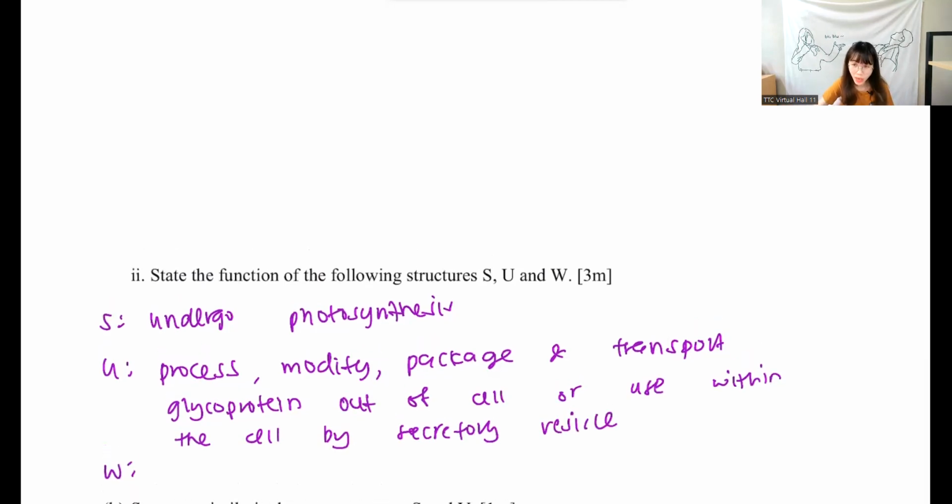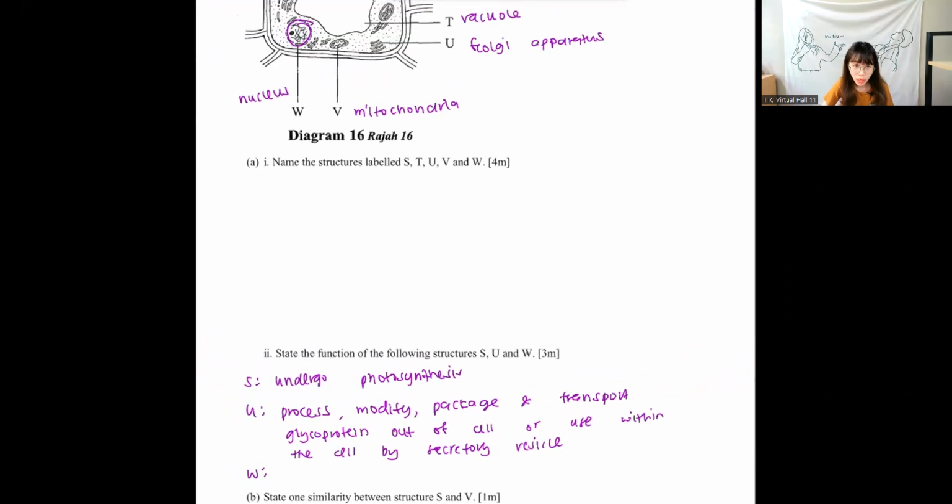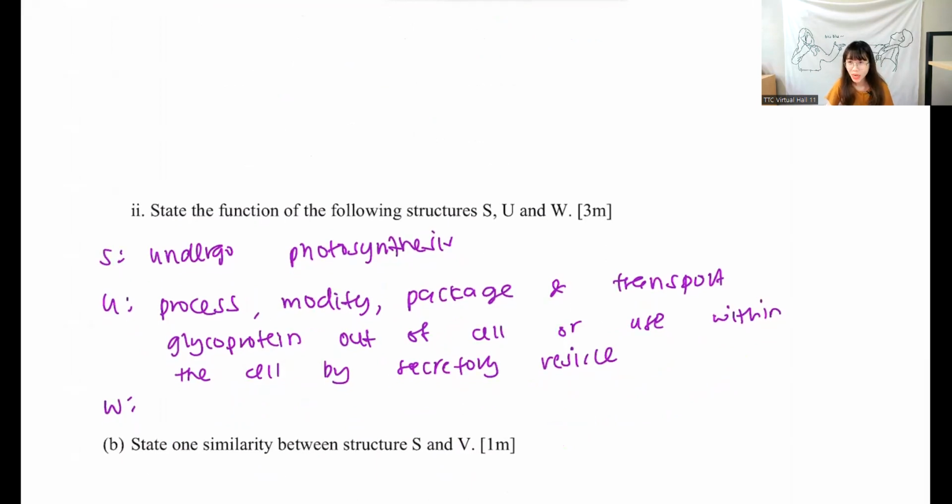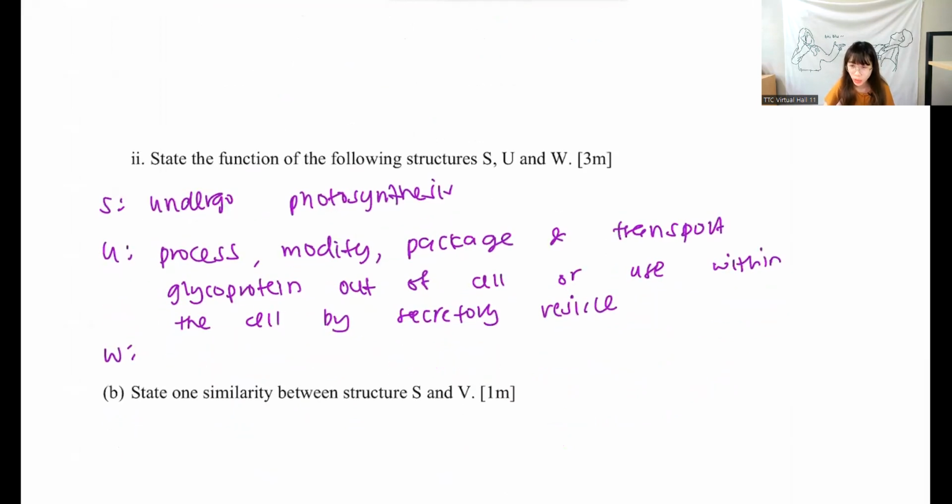And then we have W. What is W? W is nucleus. Nucleus, everybody should know what is nucleus. It will control our cell activities. If you want to say that it contains DNA, also can, okay? Control all cell activities.